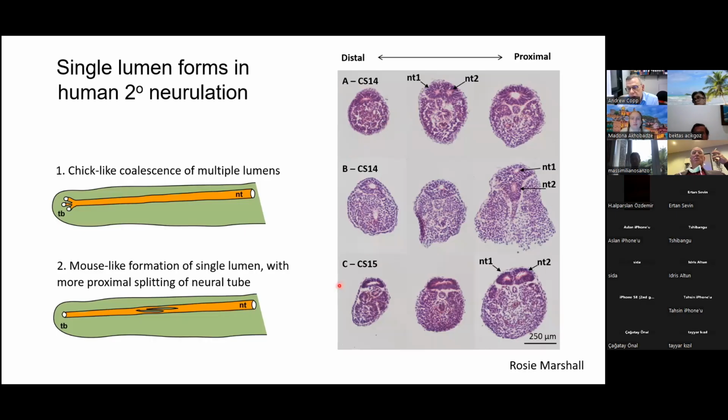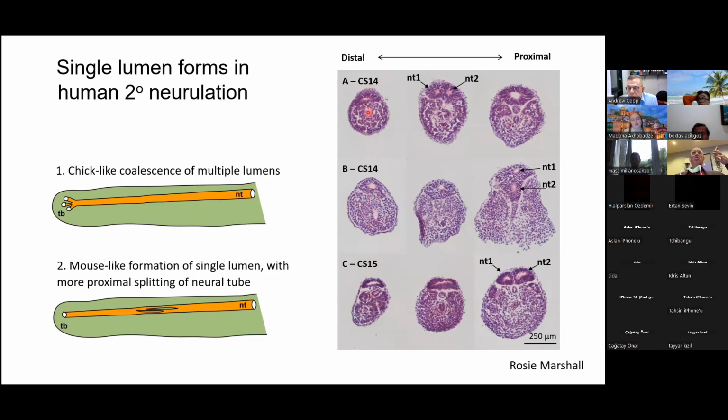And here are 3 different embryos at Carnegie stages 14 and 15. What we can see is that in every case, the lumen that's formed initially is single, like this. The neural tube is very dorsoventrally flattened in the human embryo. These 2 show it, particularly this one, not quite so starkly.